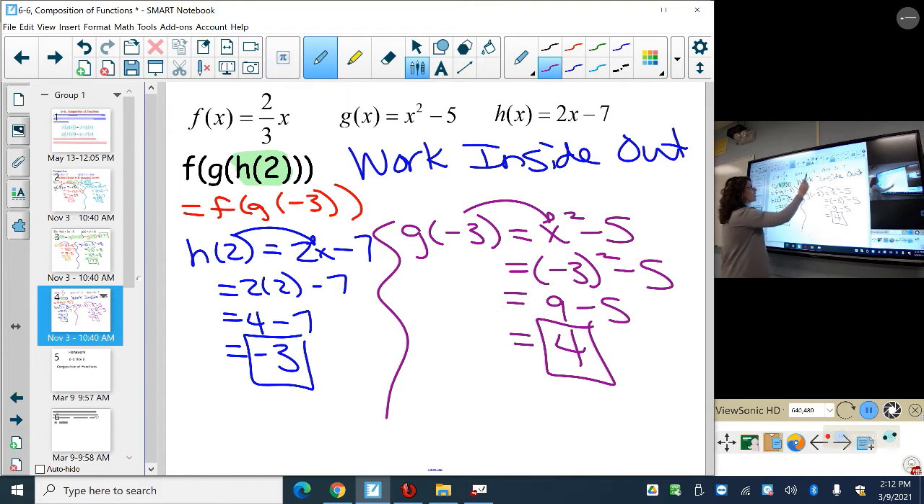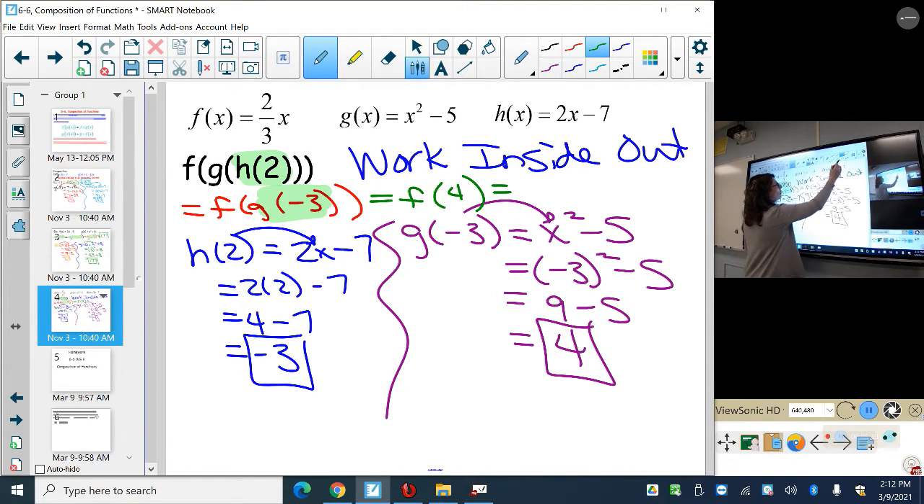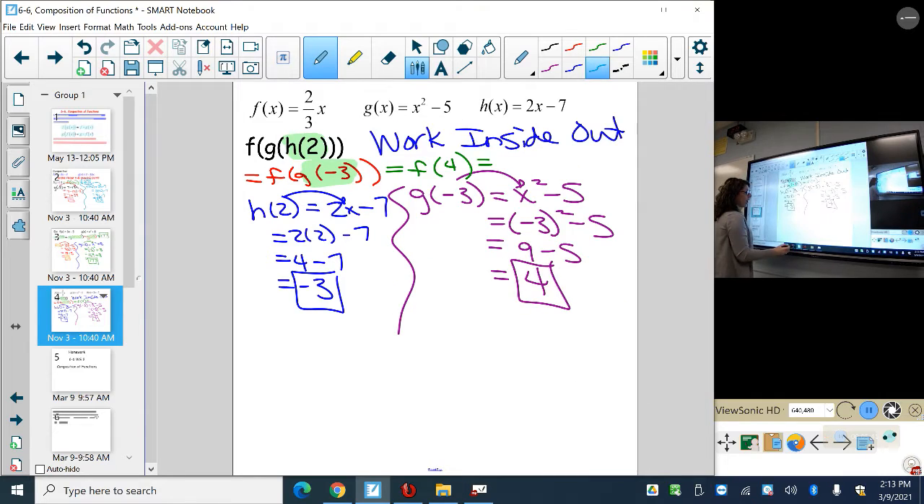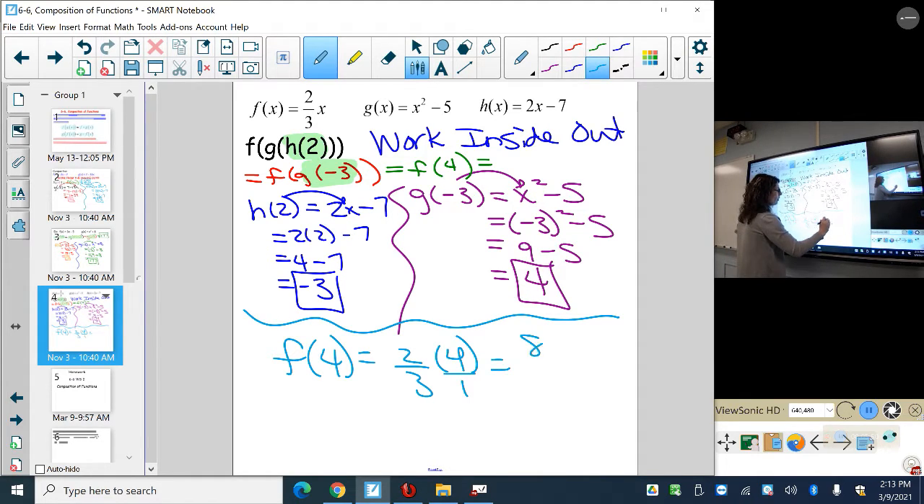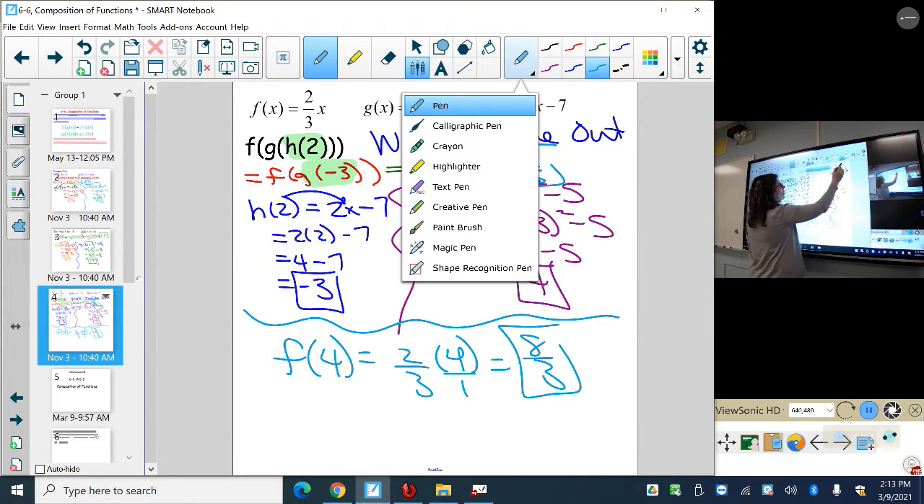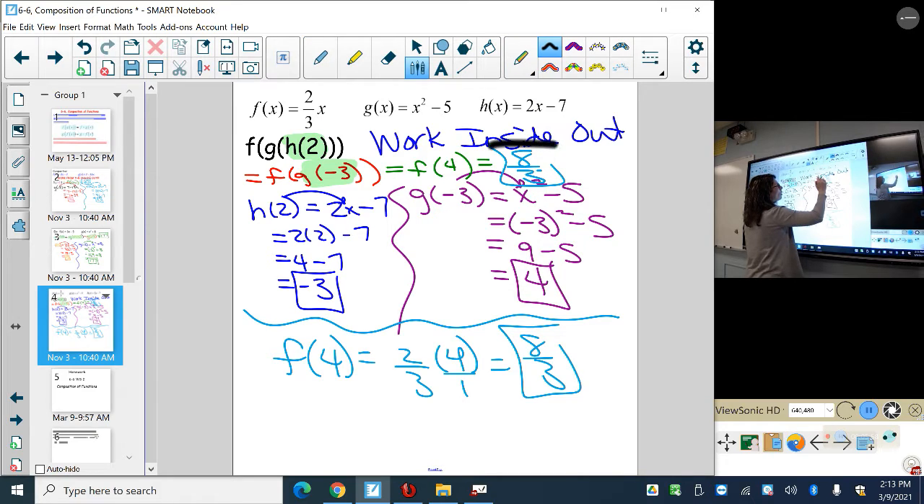Every place I see a g at negative 3, I now am going to put in place of that f of 4. So now I have to do f of 4. f is 2 over 3 times 4. Put the 4 over 1, and that's 8/3. So 8/3 is your final answer. That is what you know. That is your final answer. Okay?